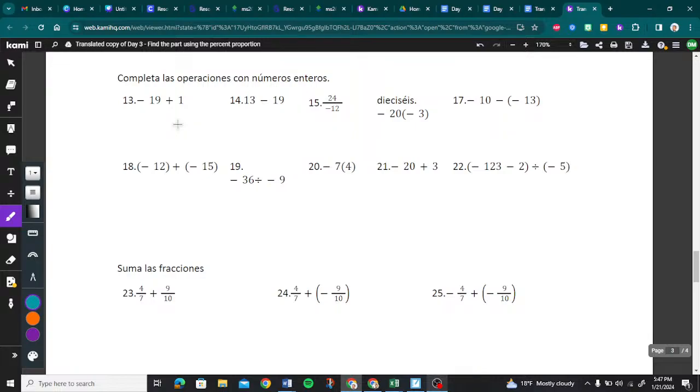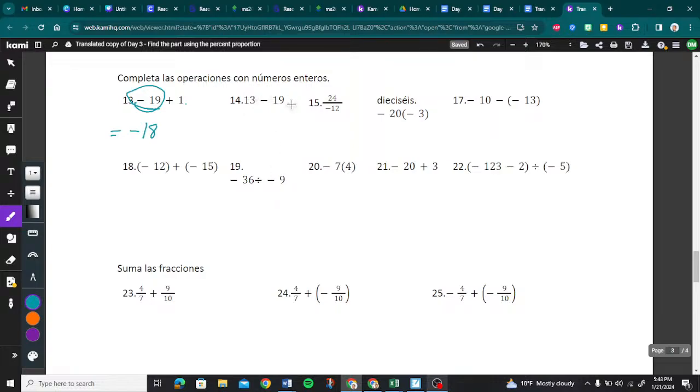I wish I had some song, because there was a song that I sung my students. It's not going to translate well, but these are different signs, so I'm going to subtract the two. 19 minus 1 is 18, and because 19 is bigger, we use its sign, and the answer is negative 18.